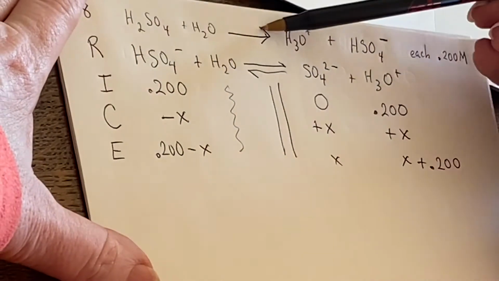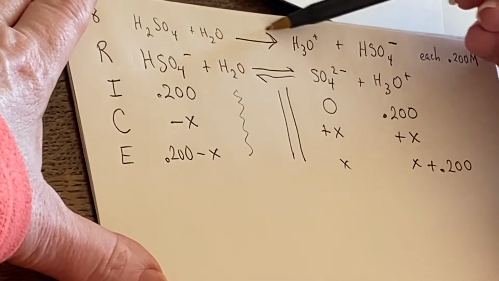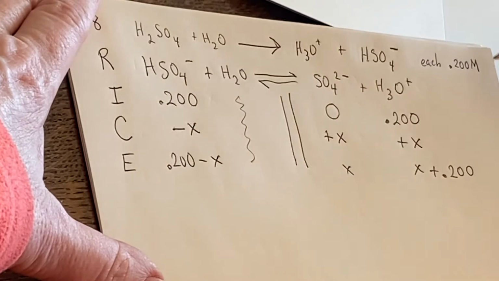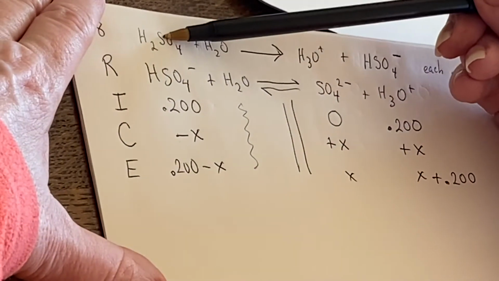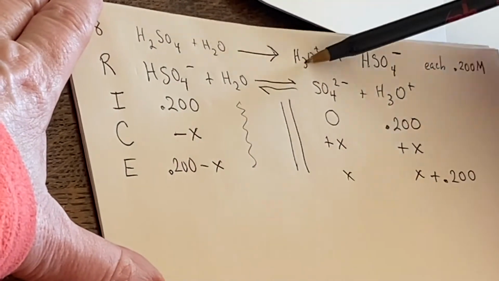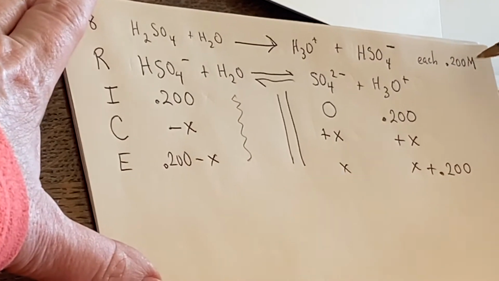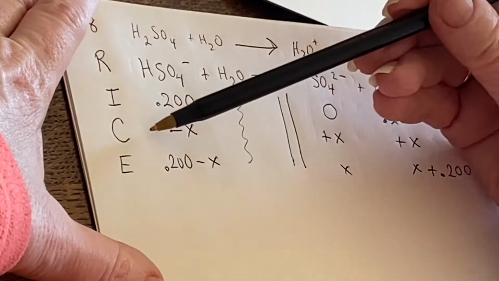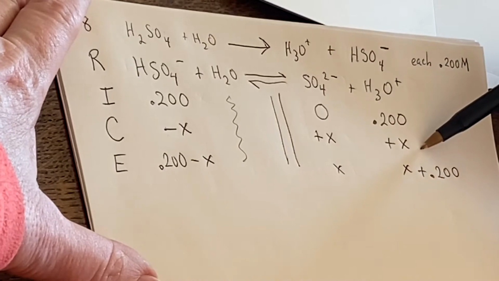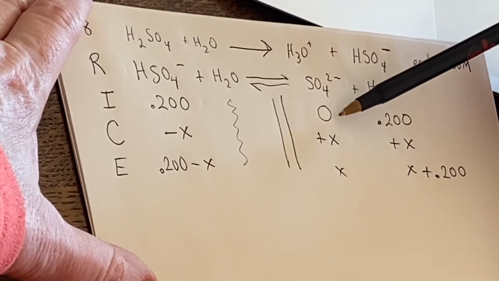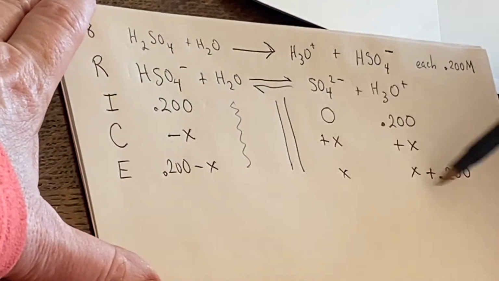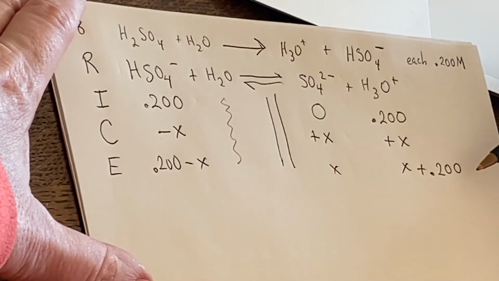because the first ionization was completely to the right. So you could just take the original concentration of sulfuric acid and say now that each of these was 0.200 molar. And then you use reasoning to figure out how the change goes. Anytime you have a zero, you know it's not going to stay there. And you can come up with this.